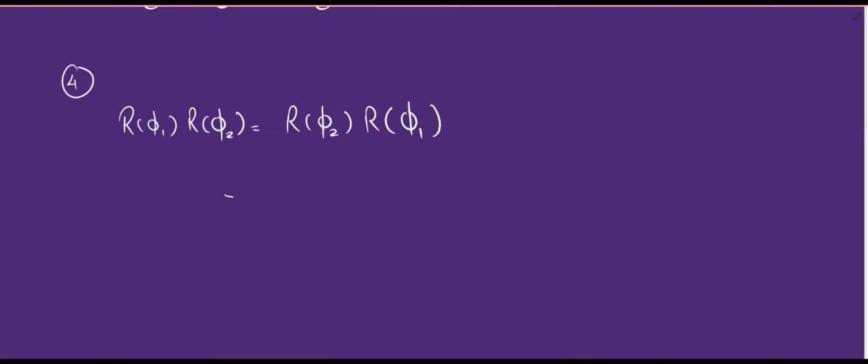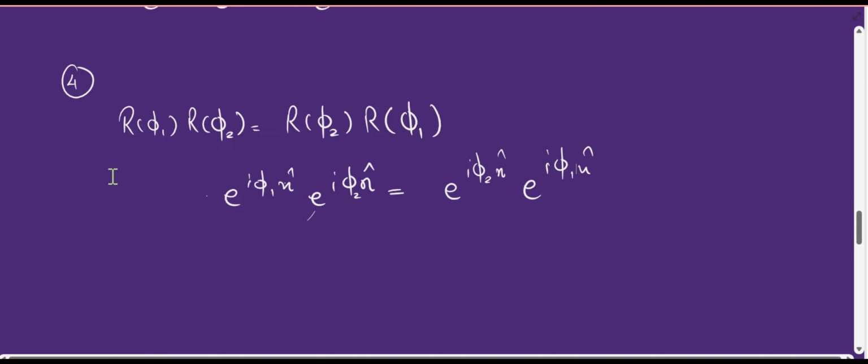Now you can also see that the rotation operators commute. So R(phi 2), R(phi 1), they commute. Let's check it. e raised to i phi 2 n cap, I can just take this here because both the operators in the exponential are n cap. So this is e raised to i phi 2 n cap into e raised to i phi 1 n cap, and so we see that they commute with each other.